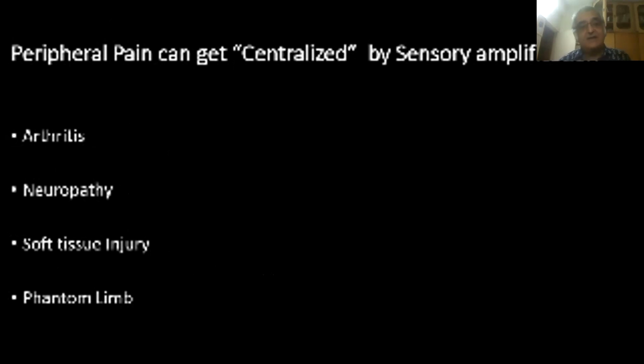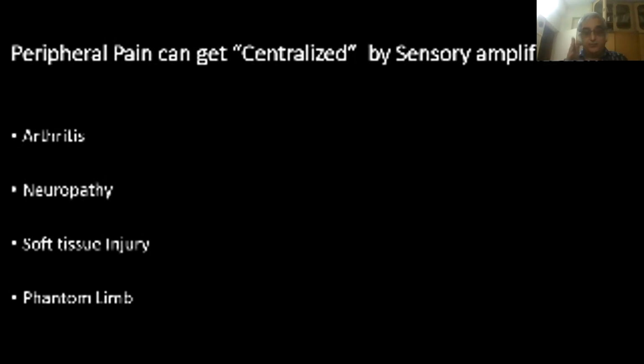Now, this is what we should realize, that peripheral pain over the course of time, if not treated, can also get centralized by sensory amplification. So basically what it means is that the circuit becomes self-perpetuating. Therefore, before it does that, we should treat chronic arthritis patients, chronic neuropathy patients, chronic soft tissue injury people. They have a central component to their pain. So it is very important that we treat it.